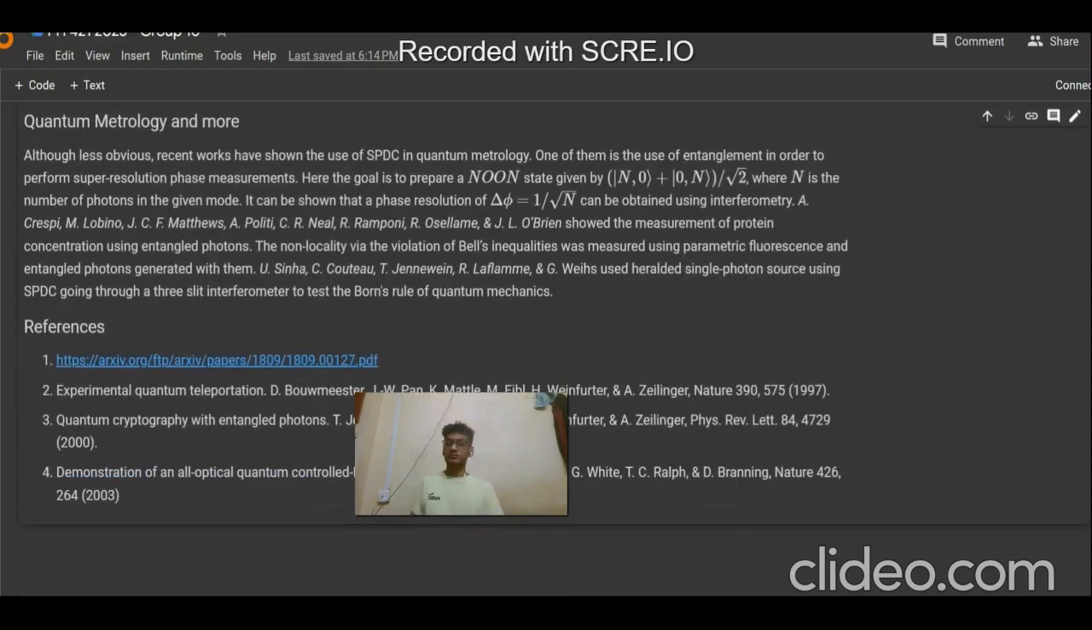Finally, SPDC has applications in quantum metrology. For example, entanglement was used to perform a super resolution phase measurement, where they first prepared a known state given by (|n,0> + |0,n>) by root 2, where n is the occupancy of photons in that mode, and it was shown that the resolution given by this measurement was 1 by root n. And again, for the entanglement here, SPDC was used.